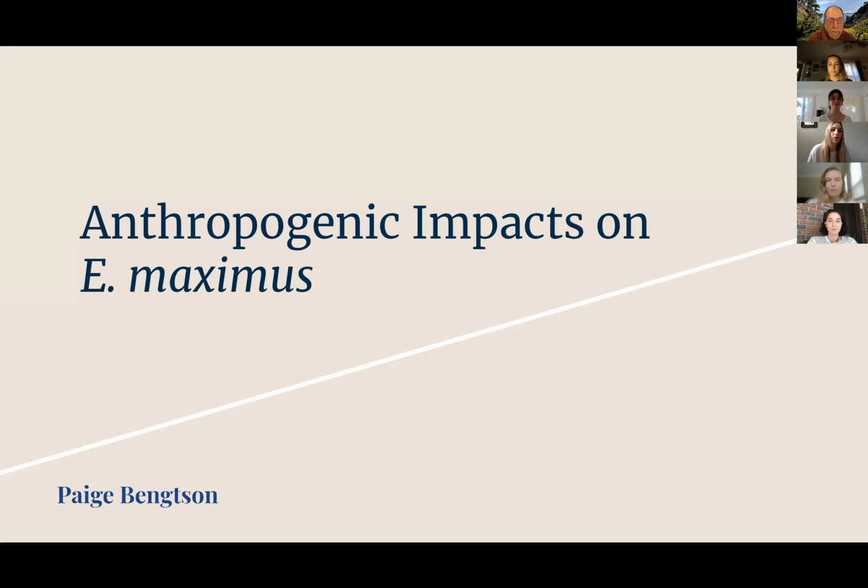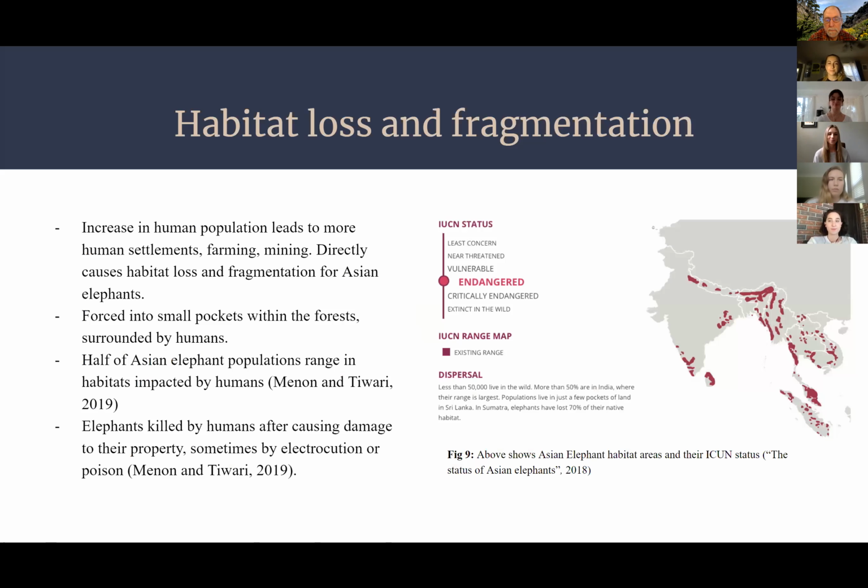Okay, so I'm going to be going over anthropogenic impacts on Asian elephants. Next. So one of the first things I want to talk about is habitat loss and fragmentation. As populations of humans are increasing, they're settling into areas that used to be habitats for elephants. This is directly causing habitat loss, and elephants are getting killed, as Kelly stated before. The way that they go about killing them is either through electrocution or poison. And in this figure, it says that elephants have lost about 70% of their native habitat.